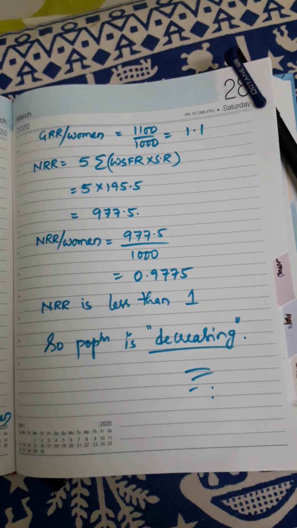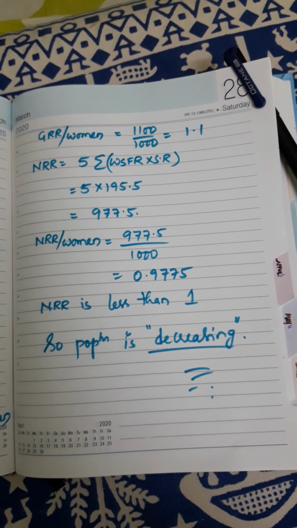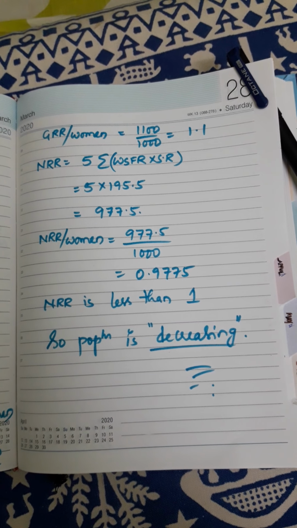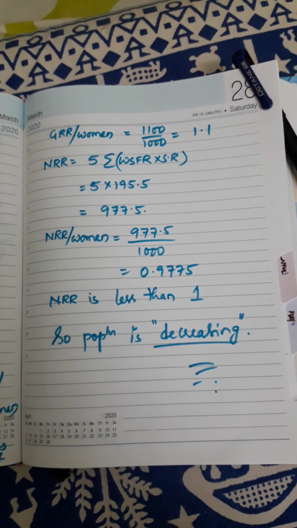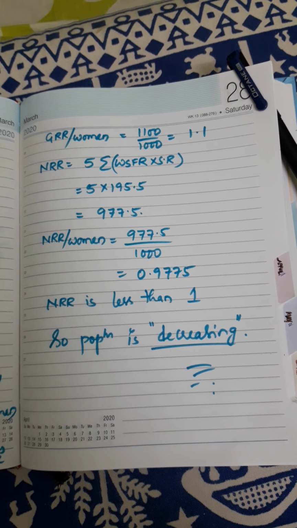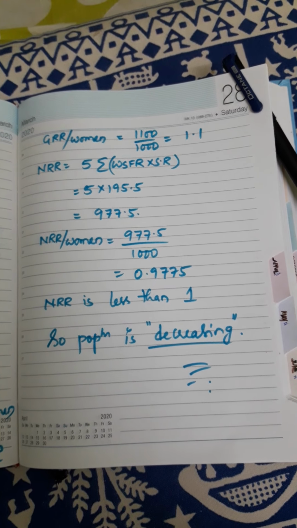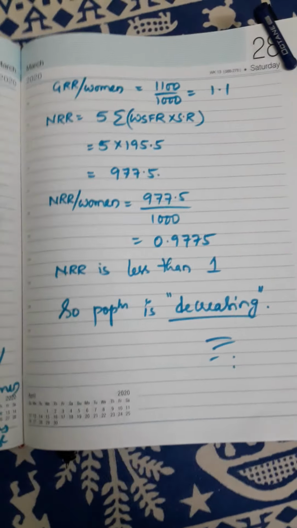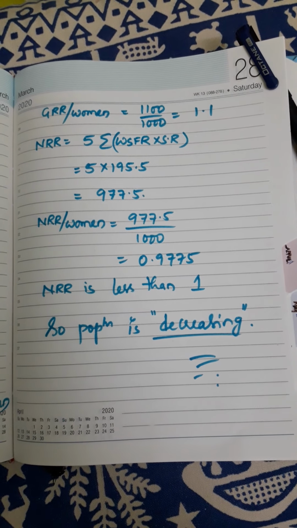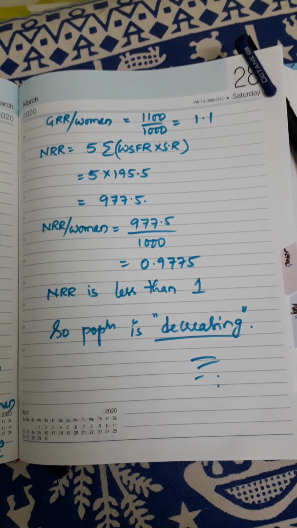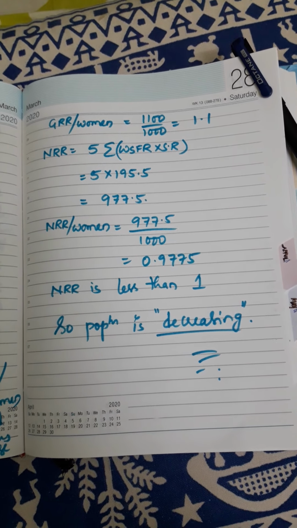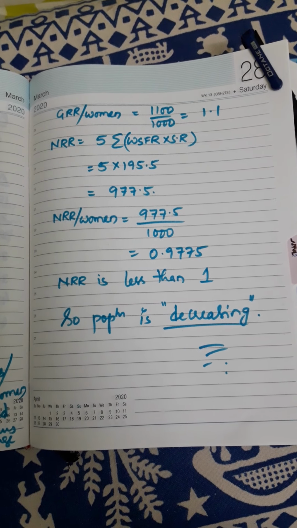So the GRR per woman, the rate is 1.1. Now calculate NRR. NRR equals 5 times the summation of WSFR into SR. 5 multiplied by 195.5 is 977.5. If you observe, the GRR value is 1100 and the NRR value is 977.5. Which one is less? Obviously NRR, because NRR will not cross the GRR.